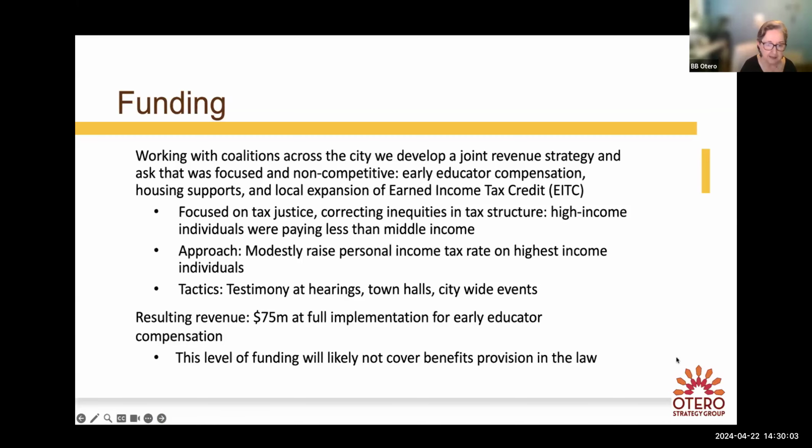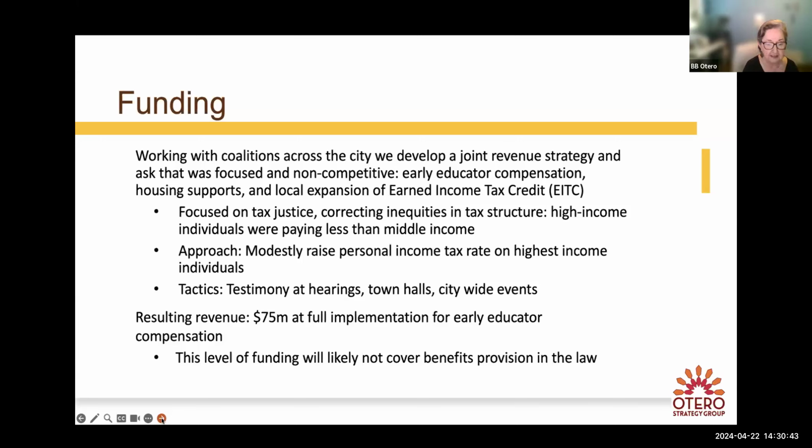High-income individuals were paying less taxes than middle income. Our approach was to modestly raise the personal income tax on those highest earners, so a wealth tax, basically. And the tactics were the ones we all know: testimonies at hearings, town halls, citywide events, embarrassing people, highlighting, being proud of those who supported this, but really making policymakers sign, as they were running for office, assertions that they would in fact support this kind of funding.